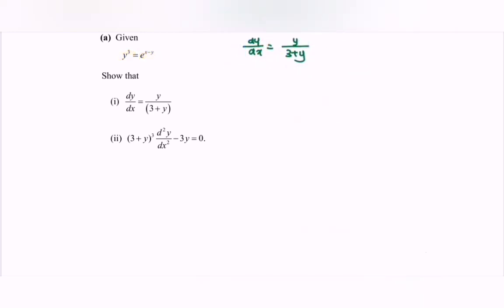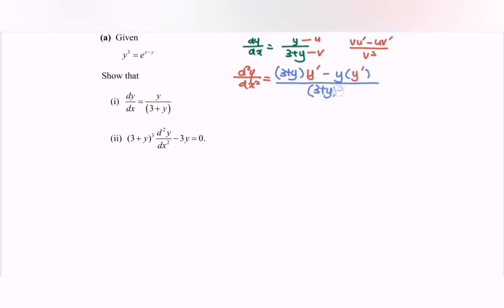Next, we are going to focus on part 2. So here we're going to differentiate for the second time. Let's say this is u and this is v. By using the quotient rule, we have (v u' − u v') over v². So the second derivative equals, start with v, so (3 + y), differentiate the y and we will have y', minus u, and then differentiate the denominator and we will have 3, we have 0, then again y'. So over v², so (3 + y)².